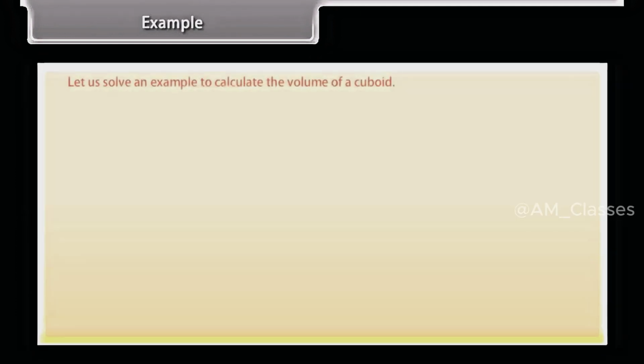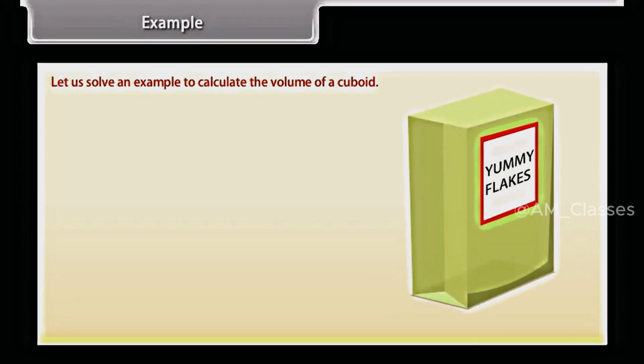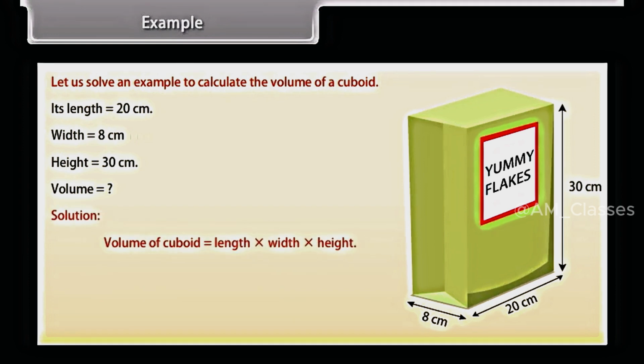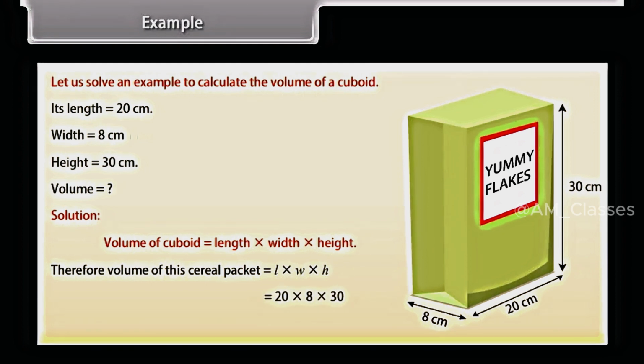Example. Let us solve an example to calculate the volume of a cuboid. Look at this cereal packet. Its length is 20 cm, width is 8 cm, and height is 30 cm. We have to find its volume. We know that the volume of a cuboid is length times width times height. Therefore, the volume of this cereal packet is equal to L × W × H, which is equal to 20 × 8 × 30, and this is equal to 4,800 cm³.